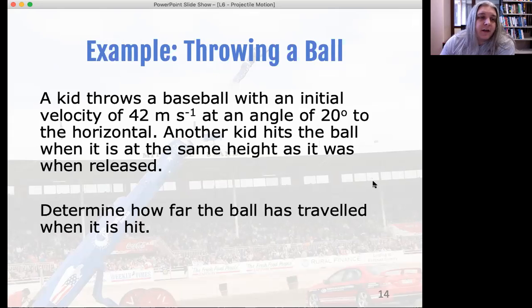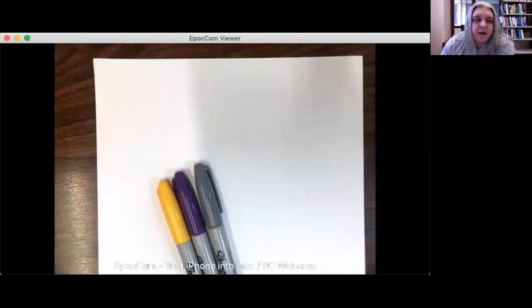The example is a kid throwing a baseball with an initial velocity of 42 meters per second at an angle of 20 degrees to the horizontal. Another kid hits the ball when it is at the same height as it was released. We want to determine how far away the ball has traveled when it is hit. So how far is kid 2 from kid 1? So we'll jump over to the document camera, and we'll just think about it.